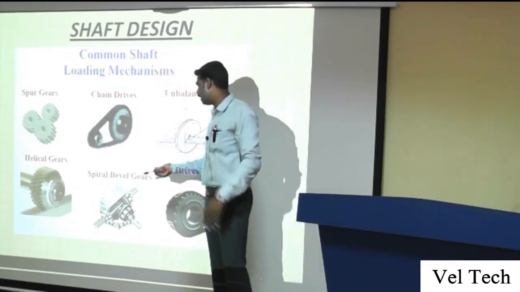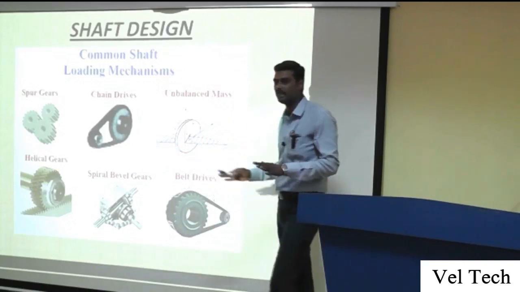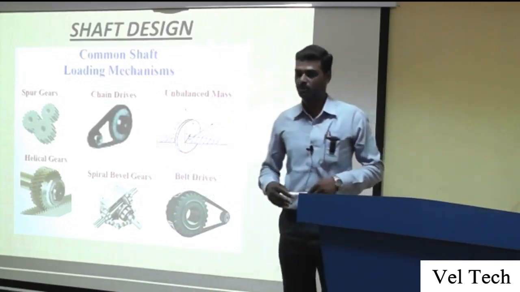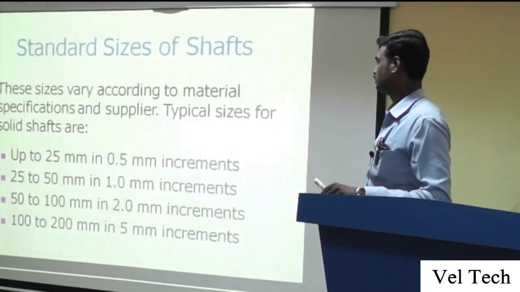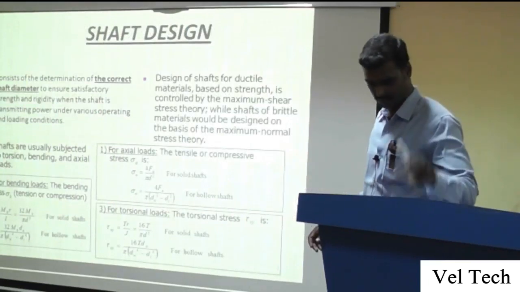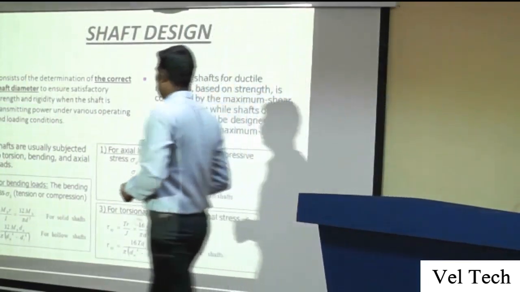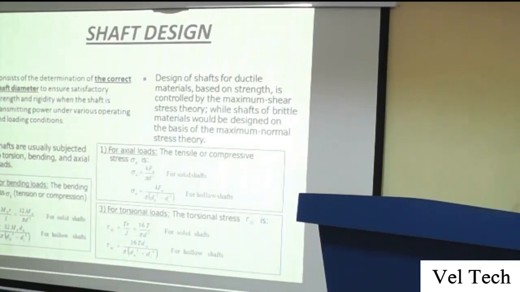Mb is equal to pi d cube divided by 32 into sigma b, right? The formula is available in 7.24. Sigma b value is also given in your data book, which is most of the time not given in your problem. So you have to select sigma b depending upon the application. Okay, so those values can be easily taken from the data book on page number 7.24.